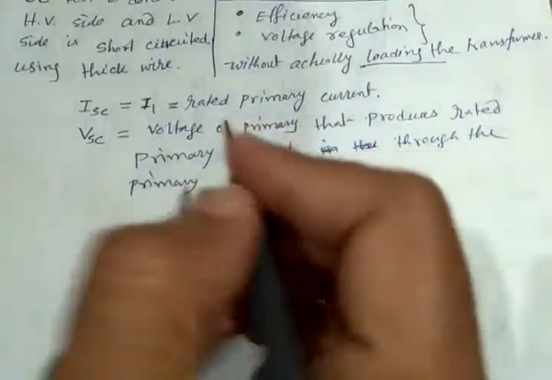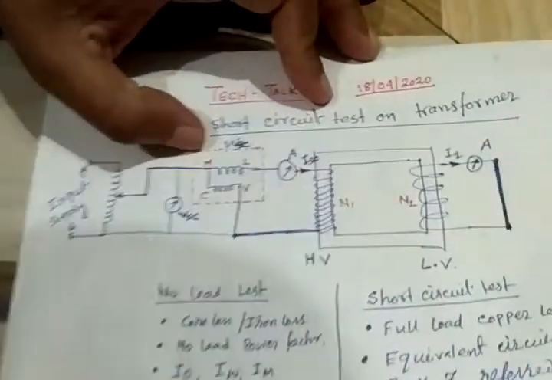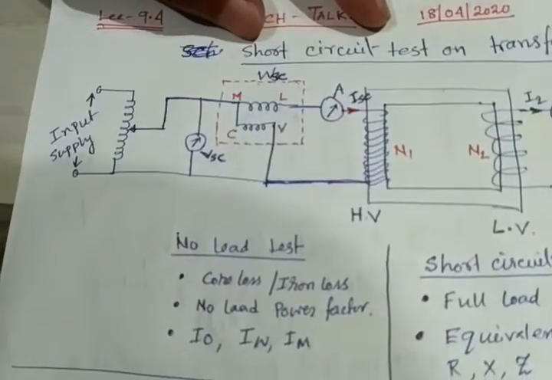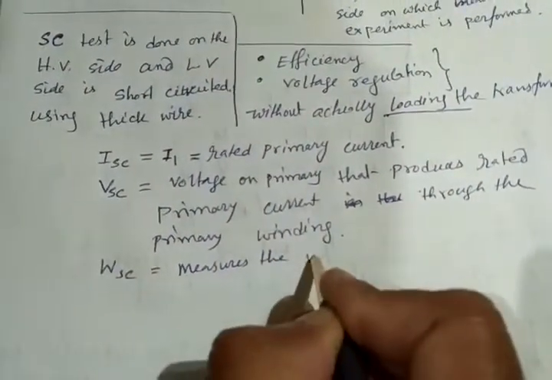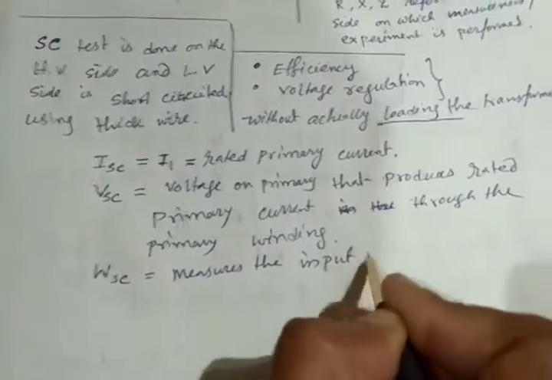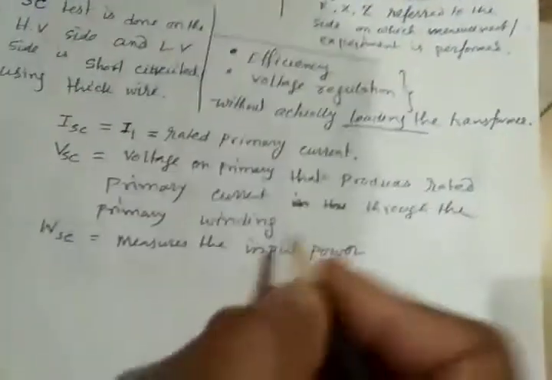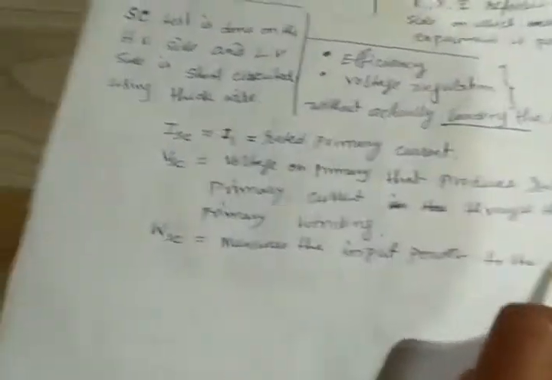And we need to measure the power. Here we see that we have also connected one wattmeter that will measure the input power. So WSC measures the input power to the primary.